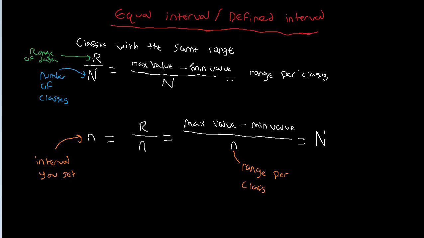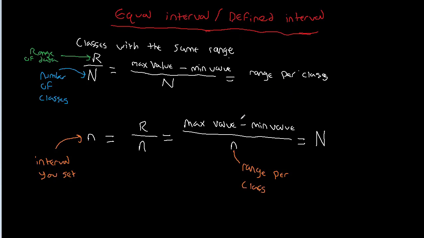So you can see how these two things are related, right? In this case, we know the number of classes we want, and we figure out a range that makes them the same. In defined interval, we set the range we want, and then we figure out the number of classes, so that these two things are related to each other.